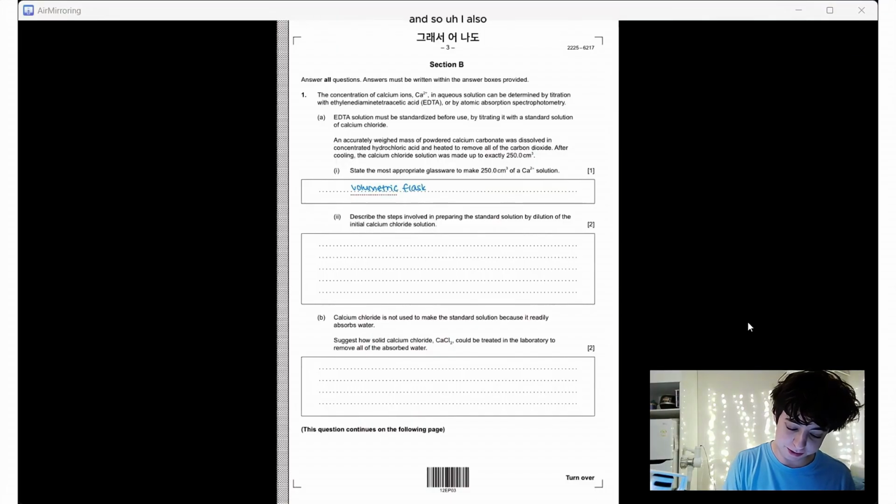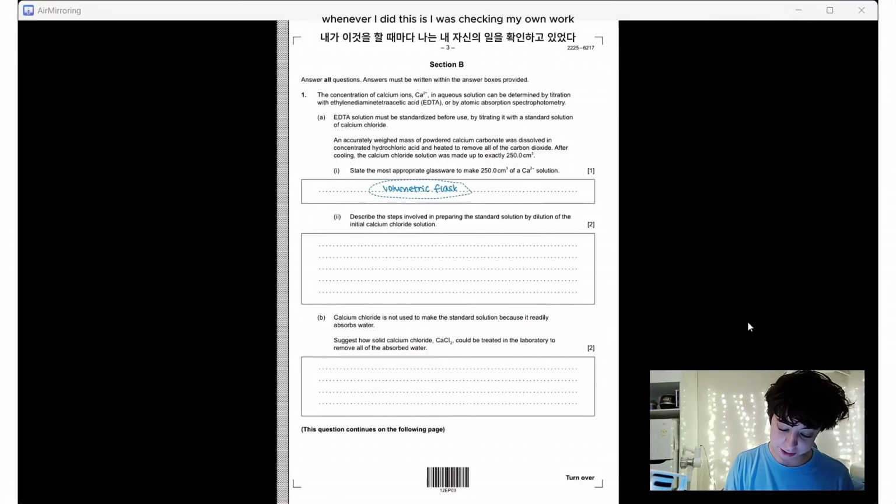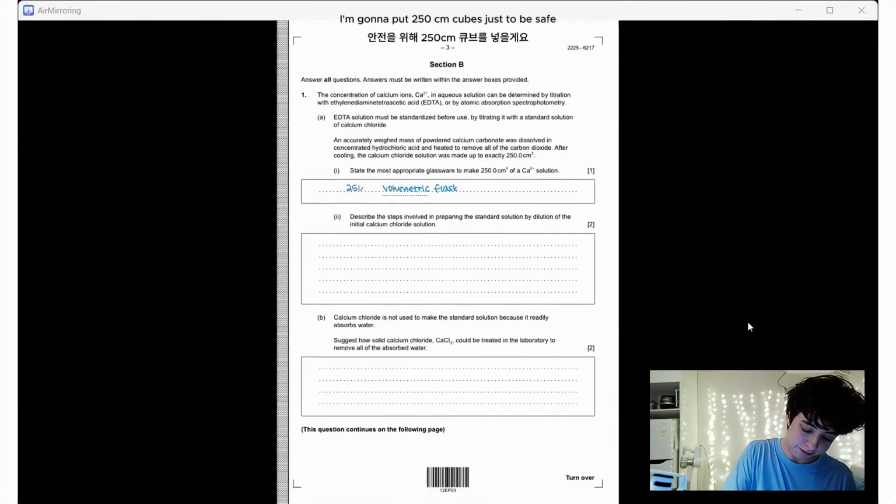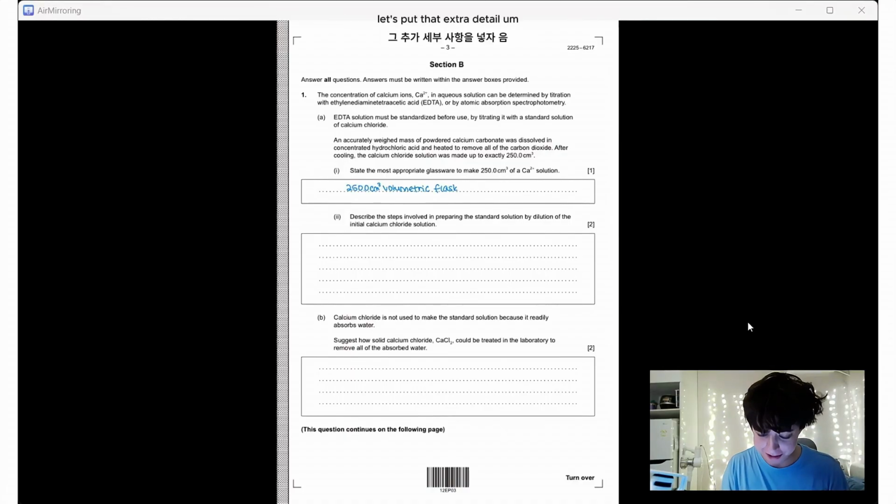And so I also, whenever I did this, I was checking my own work, and I was like, just to be safe, I'm going to put 250 centimeters cubed. Just to be safe, let's put that extra detail. The mark scheme was just the volumetric flask.